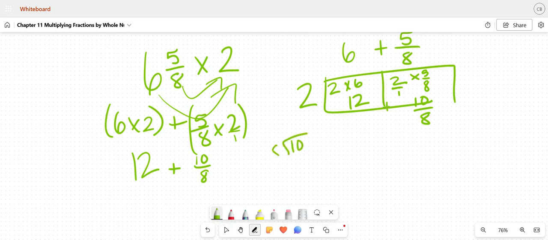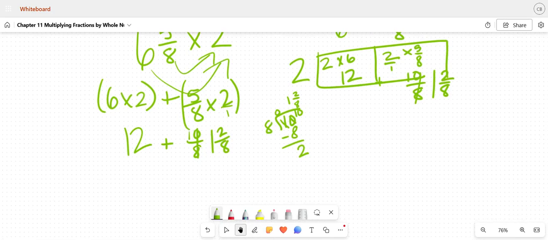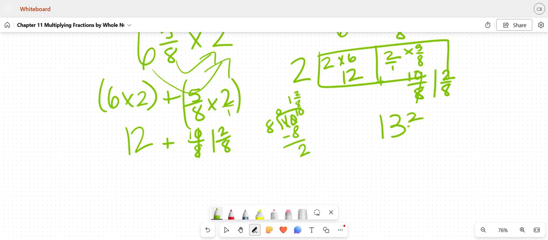All right, 10/8. So we're going to divide 10 by 8. And now 8 can go into 10 one time. I'm going to borrow from my neighbor. 10 minus 8 leaves me with 2. My numerator is now going to be a 2. My denominator is the 8 that stays the same. So we're going to replace 10/8 with 1 and 2/8 because those are equal. And we're going to add those together. So 12 plus 1 and 2/8 would be 13 and 2/8.